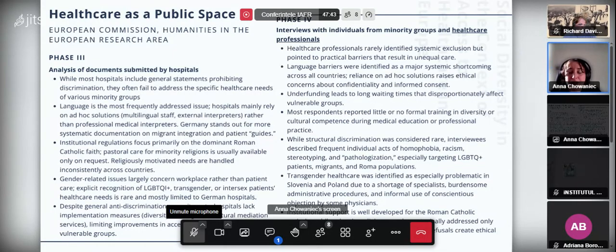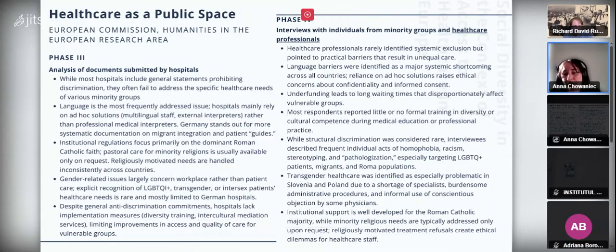Transgender healthcare was identified as especially problematic due to a shortage of specialists and also a lack of administrative procedures. And they also pointed out that institutional support was well developed for Roman Catholics only, with minority religious needs being addressed only on a, let's say, personal, individual basis.